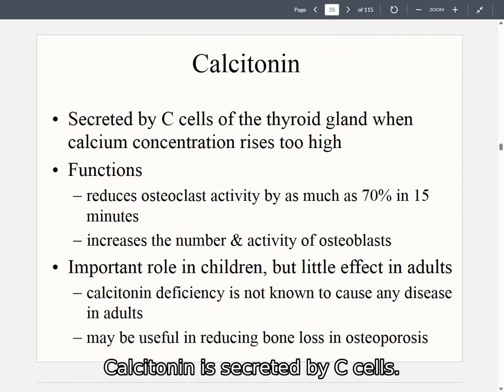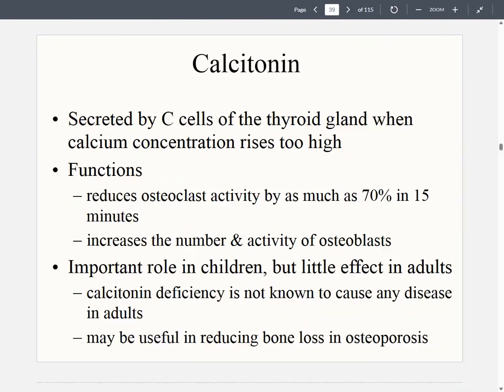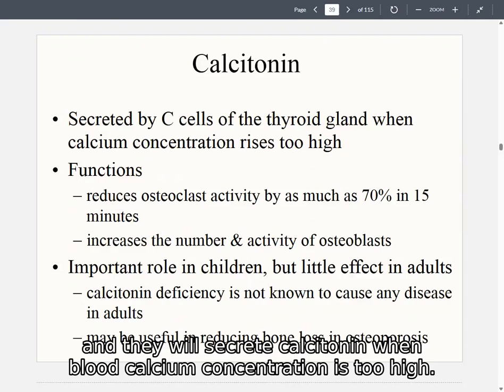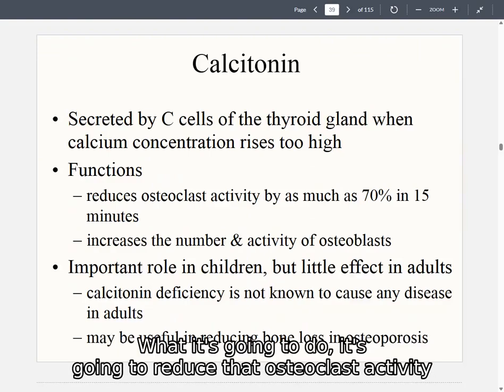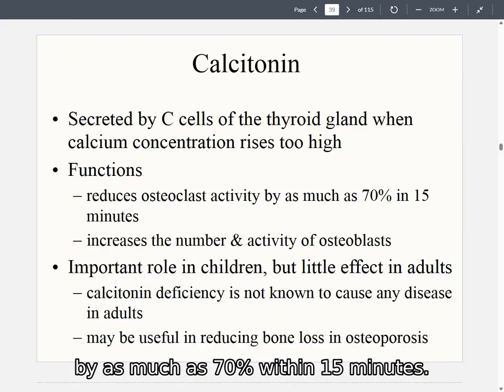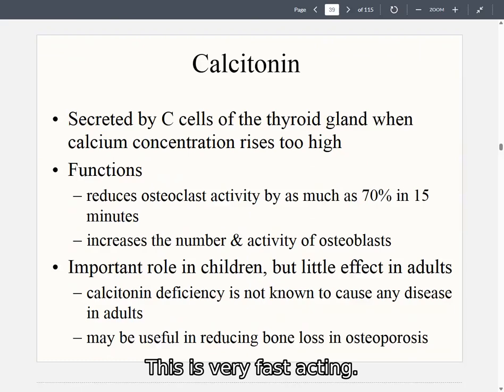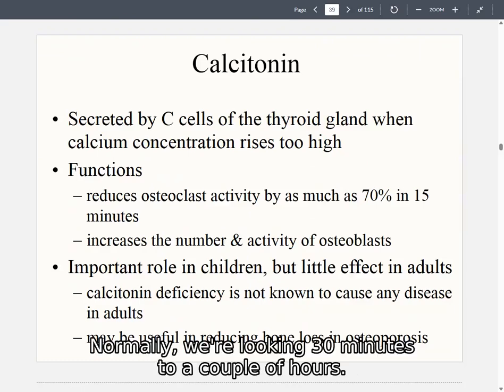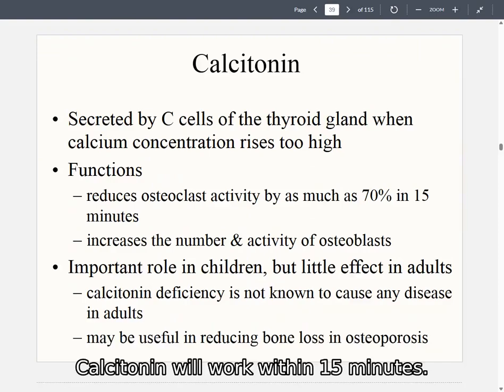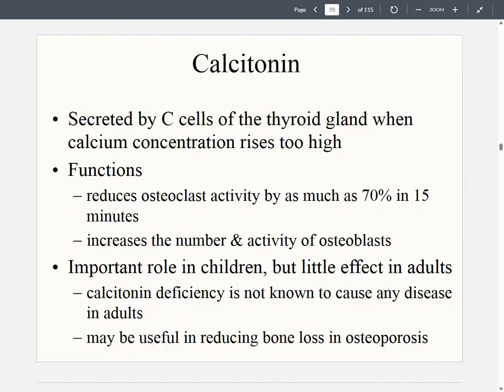Calcitonin. Calcitonin is secreted by C cells. C cells are found in the thyroid gland, and they will secrete calcitonin when blood calcium concentration is too high. What it's going to do, it's going to reduce that osteoclastic activity by as much as 70% within 15 minutes. This is very fast acting. Normally, we're looking at 30 minutes to a couple of hours. Calcitonin will work within 15 minutes.